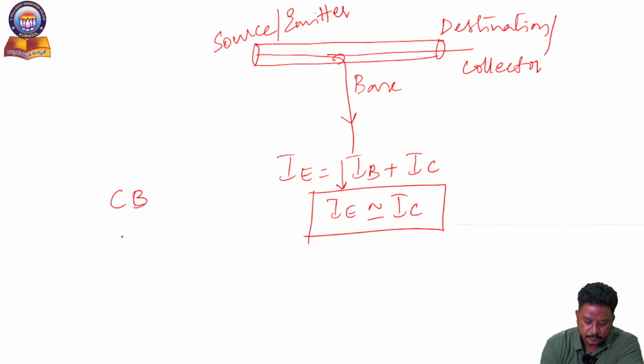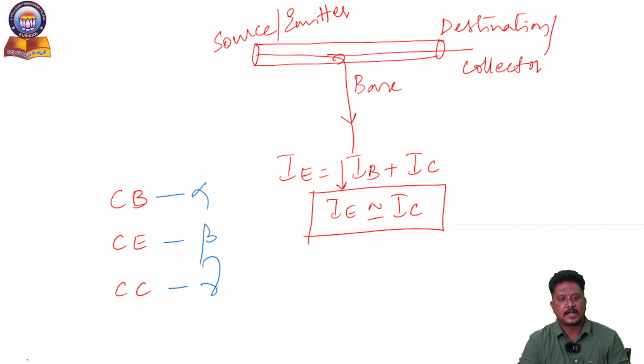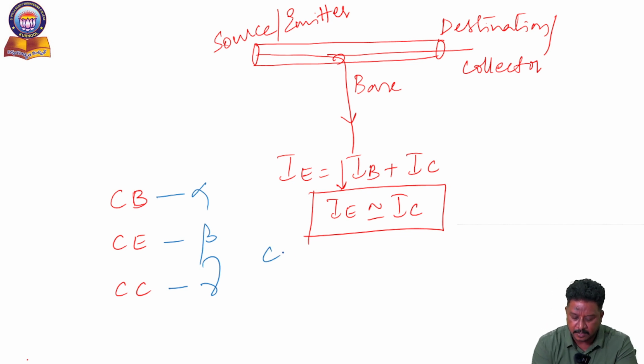CB, CE and CC. Each configuration has its own amplification, where in CB we are using alpha, whereas in common emitter we are using amplification factor as beta, and in common collector we are using amplification factor as gamma. Now we will try to see what will be the output current equation of a transistor in each configuration. For example, consider the CB configuration.